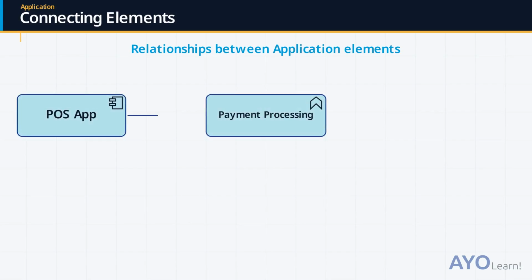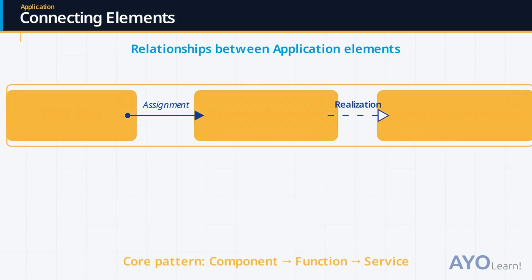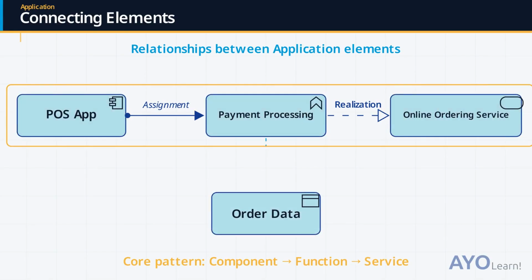The POS app performs payment processing through an assignment relationship. Payment processing then realizes the online ordering service. This is the core pattern: component, function, service. Payment processing also accesses order data through an access relationship, reading and writing the order data.